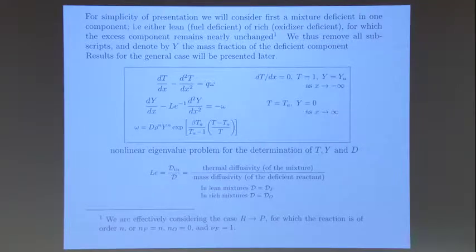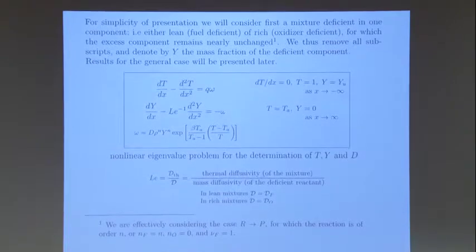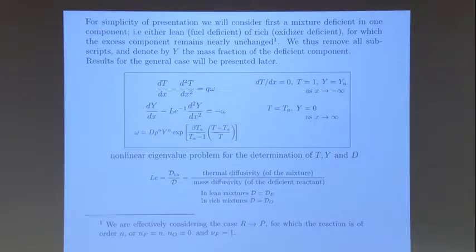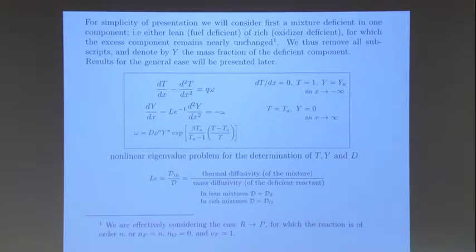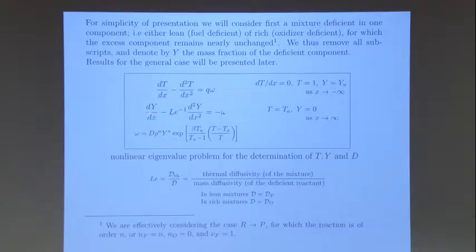In other words, the mixture is either lean or rich. And I'm going to tell you later the result for a stoichiometric mixture or one that ranges from lean to rich. But at the moment, for simplicity, let's look at this problem. So we have the conservation of energy, the species Y, which is consumed, and then the reaction term. And on the right-hand side, the reaction rate expressed in this form, where beta was the Zeldovich number.